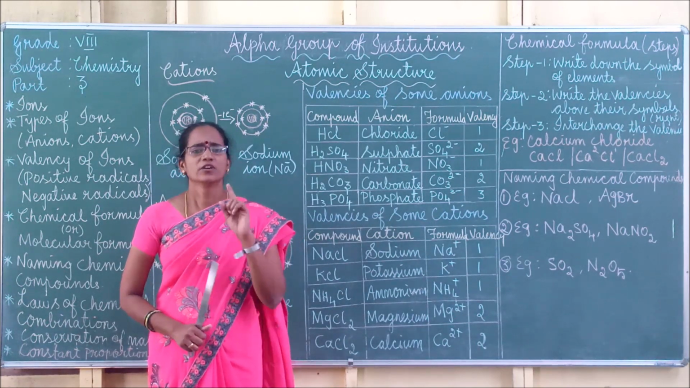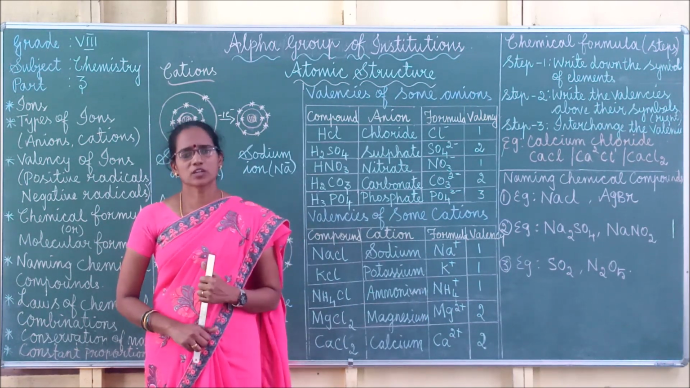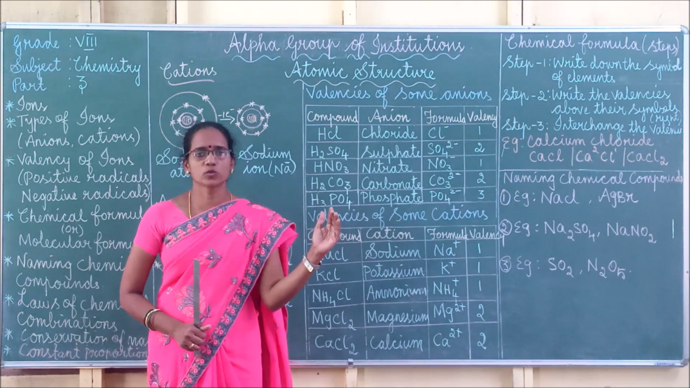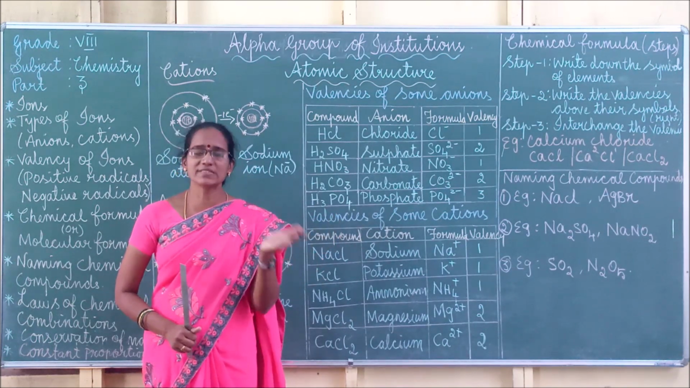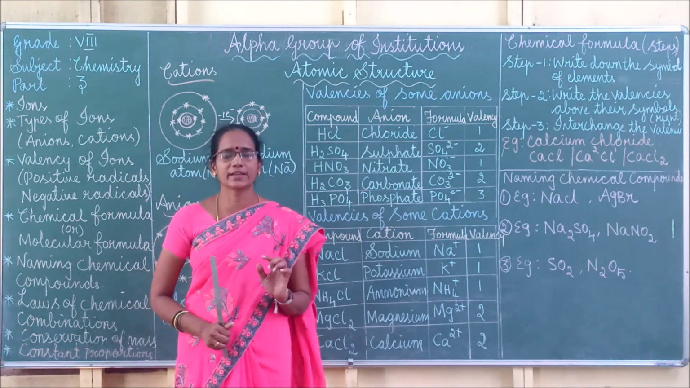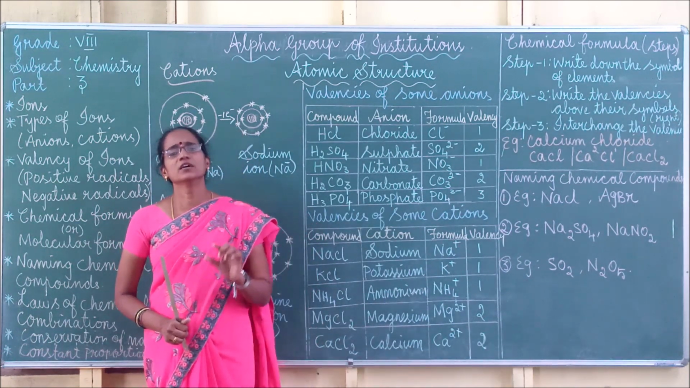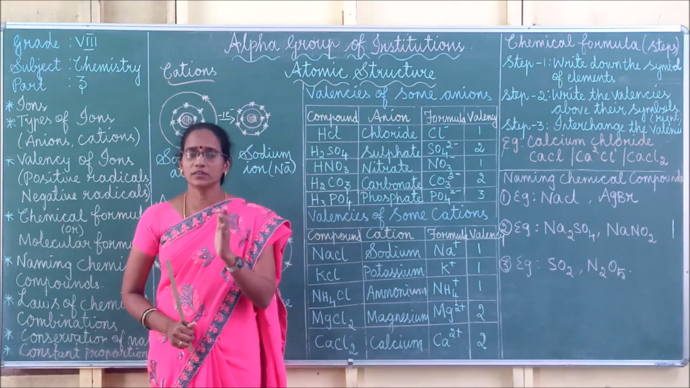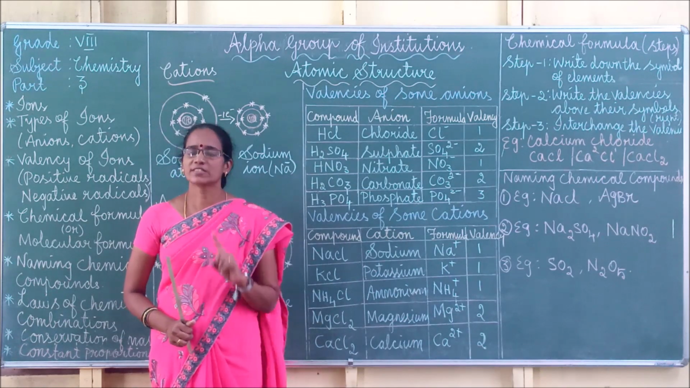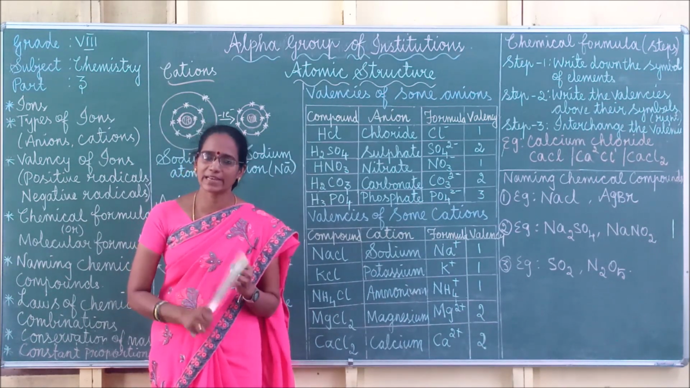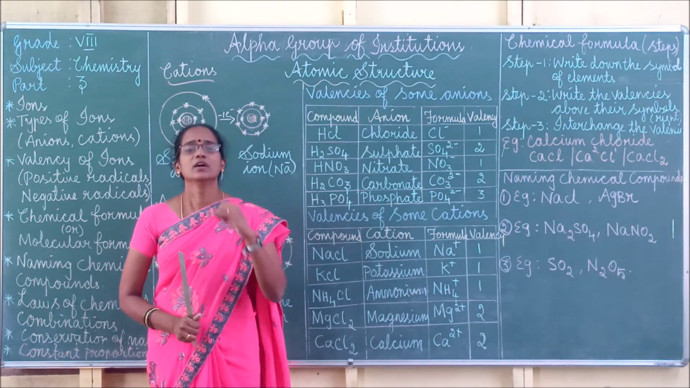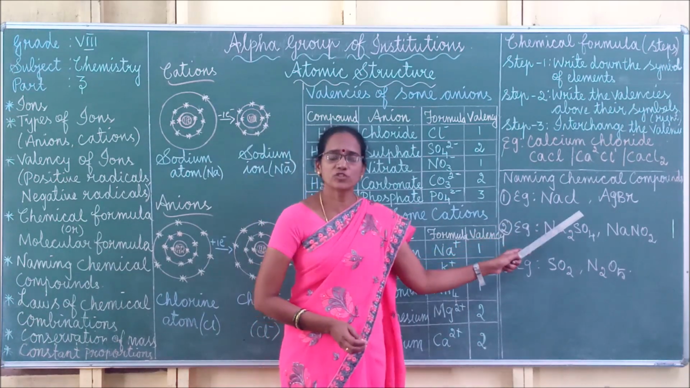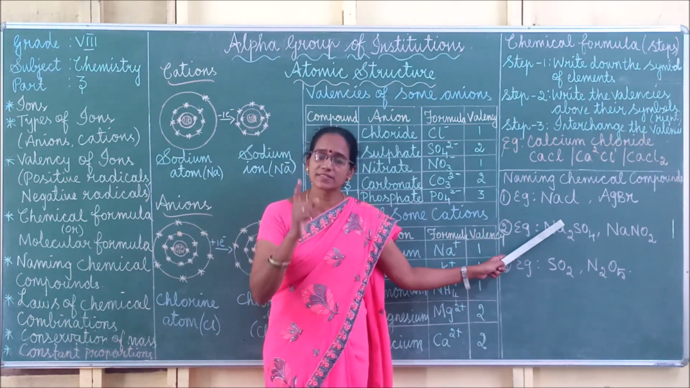What are the steps? First, in naming a compound, we have to identify that in that compound metallic elements as well as non-metallic elements will be there. So in naming a compound, first the metallic element should be written, followed by the non-metallic element. Next we have to add the suffix at the end. Okay, we have to add the suffix IDE. This is the first step.